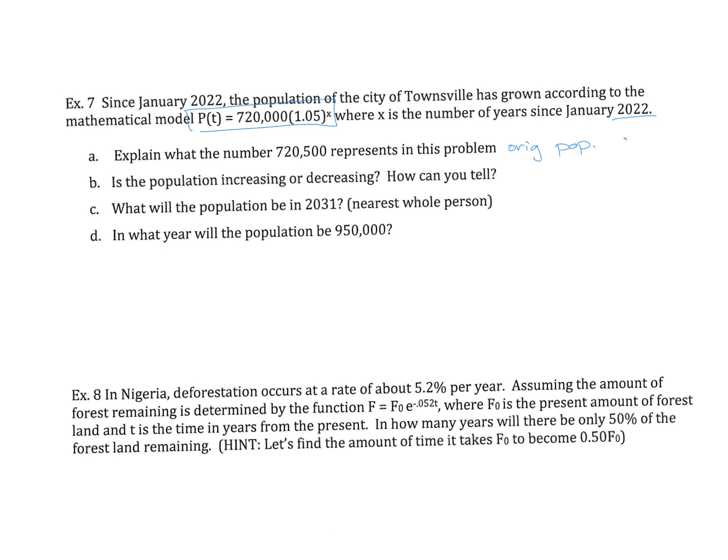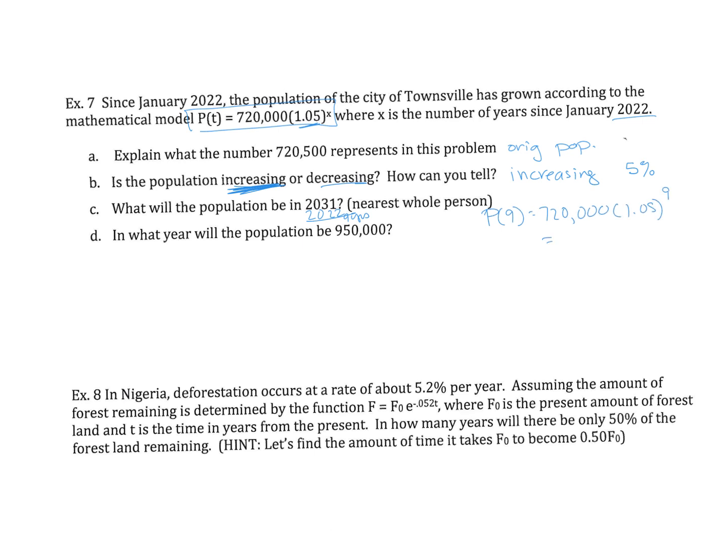Is the population increasing or decreasing? Well, I look at this rate and it's more than 1, so it's increasing. And in fact, I know it's increasing by 5%, because that's 1 plus 0.05. What will the population be in 2031? So 2031 is how many years after 2022? That's going to be 9 years. So I'm going to put a 9 in for my X, my time. So the population in 9 years equals 720,000 times 1.05 to the 9th power.